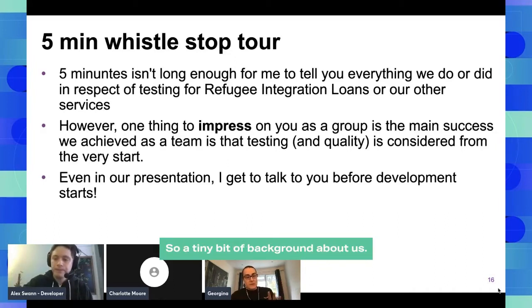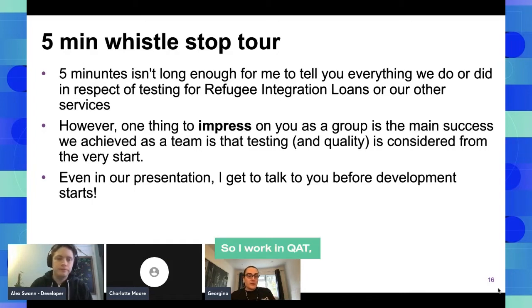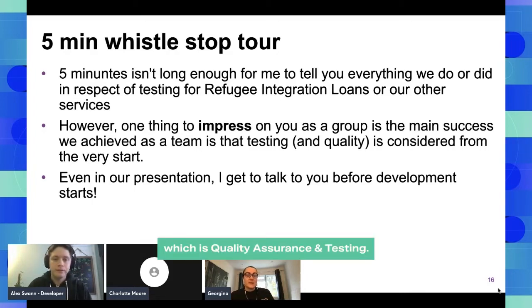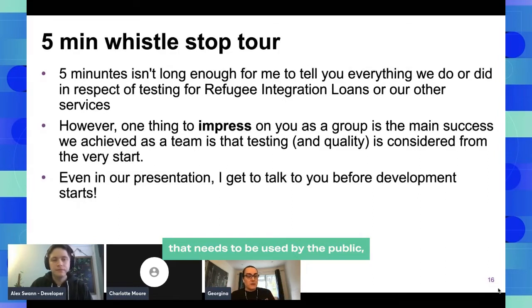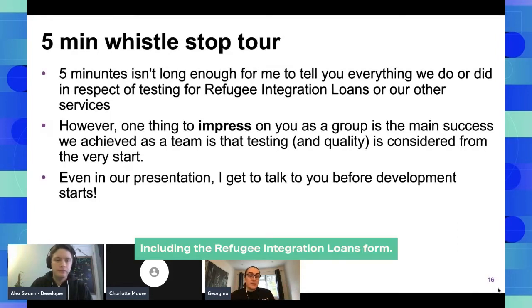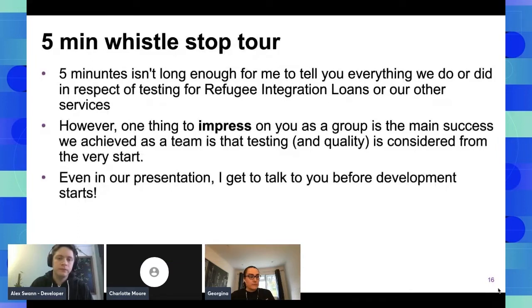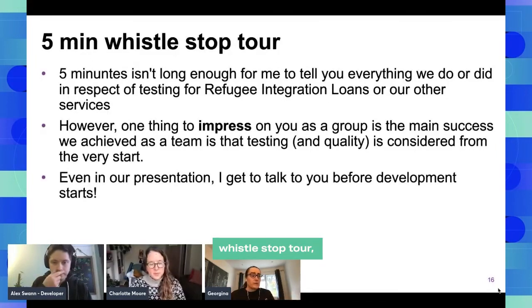So a tiny bit of background about us. I work in QAT, which is quality assurance and testing. That's quite a large department within the Home Office, and we spread out pretty much everywhere with all the software that's developed and applications that we use, both within the Home Office and also anything we create that needs to be used by the public, including the refugee integration loans form. So really, a 5-minute whistle-stop tour. I'm not going to be able to go into great detail about everything we did because we spent a number of months testing and working on this product.